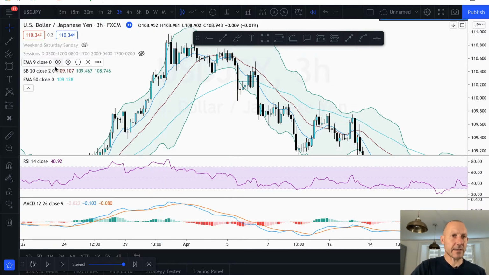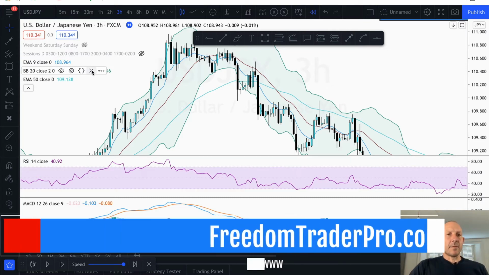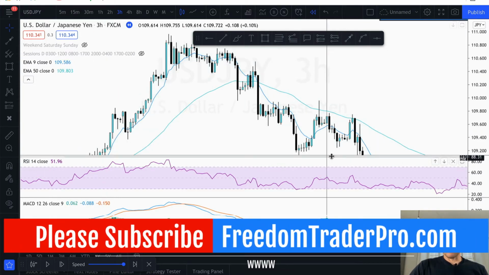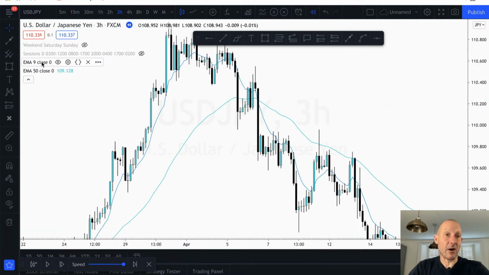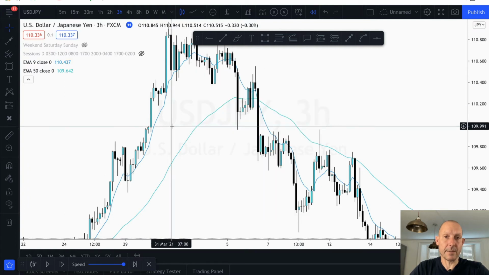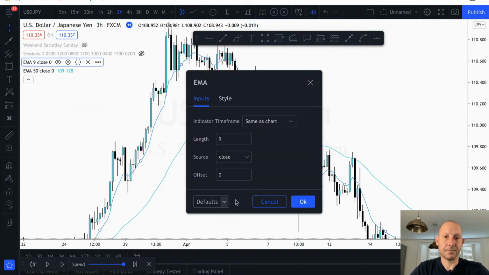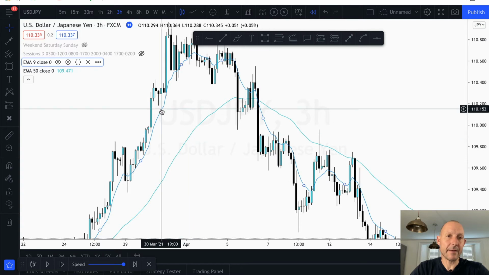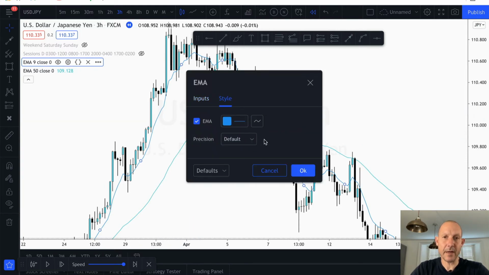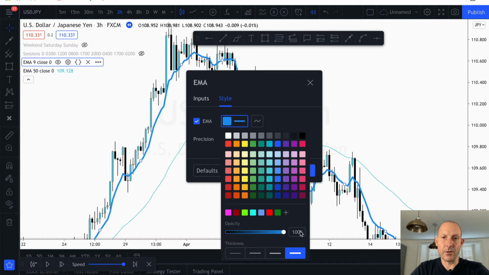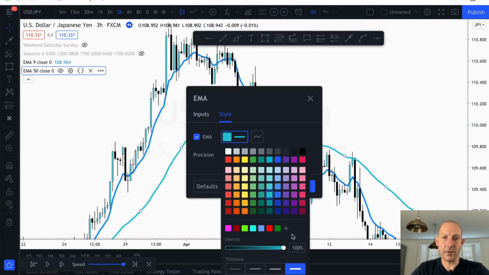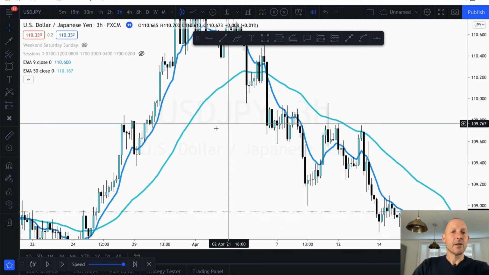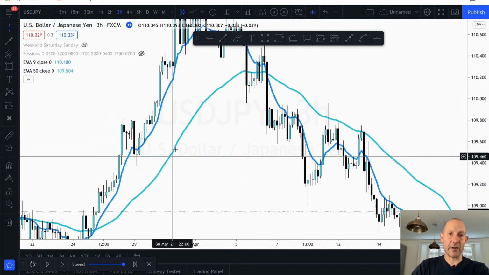So let's just get rid of these. Let's get rid of the Bollinger Bands. Let's get rid of the RSI and the MACD for a minute. So let's just say we've got an EMA 9, which is this one here, and we've got an EMA 50. Now I'm just going to make these slightly bigger so that we can see them on the charts. I'm going to make them nice and thick so that you can see. Colours don't matter too much. So we've got EMA 9, and we've got an EMA 50.